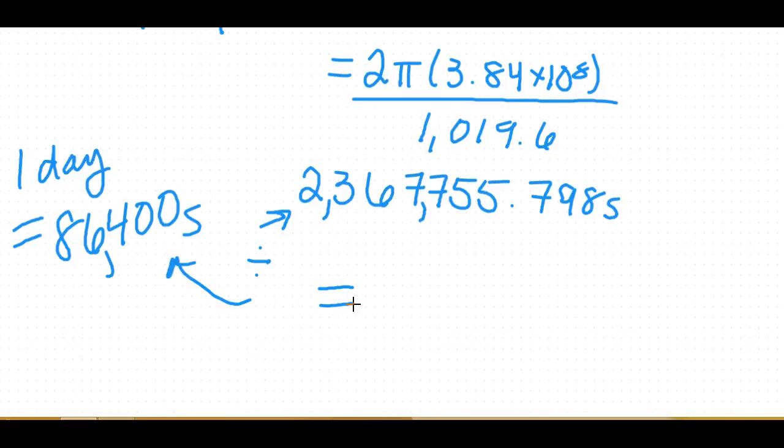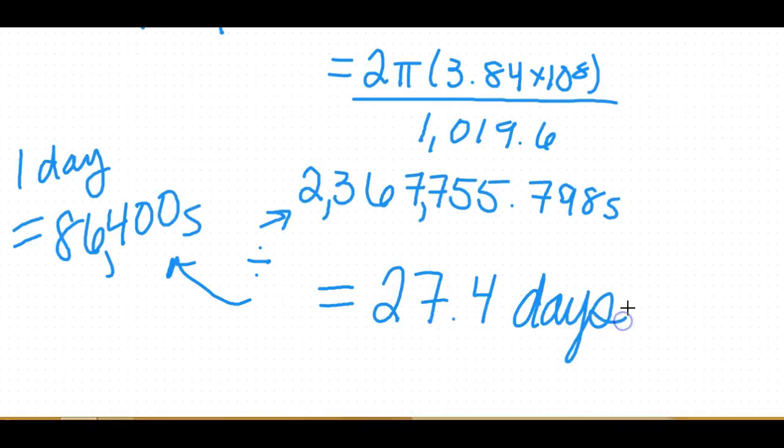So 2367755.798 divided by 86400 is going to give us 27.4 days, which we know already is pretty close to what the actual orbital period of the moon around the Earth is.